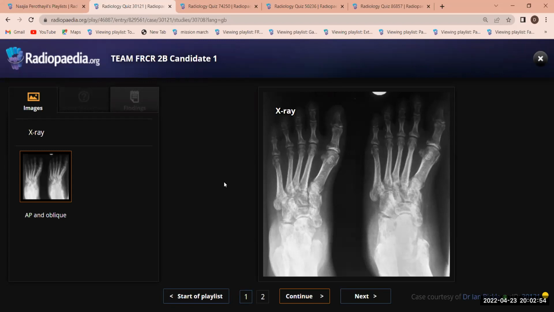Similar changes are seen within the tarsal bones as well. My differentials in this case: it doesn't look to me like rheumatoid arthritis, as there are no erosions and the joint spaces are maintained. There's just juxtaarticular osteopenia and some soft tissue swelling. It doesn't look like psoriasis. It could be reflex sympathetic dystrophy, Sudeck's atrophy, as the patient is maybe a prolonged bedridden ICU patient. That could be the cause.